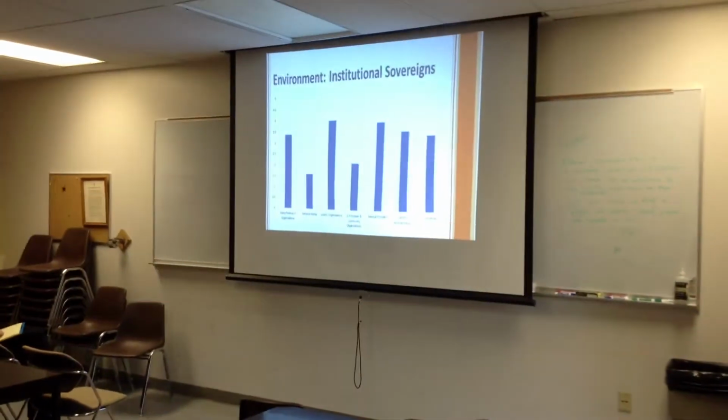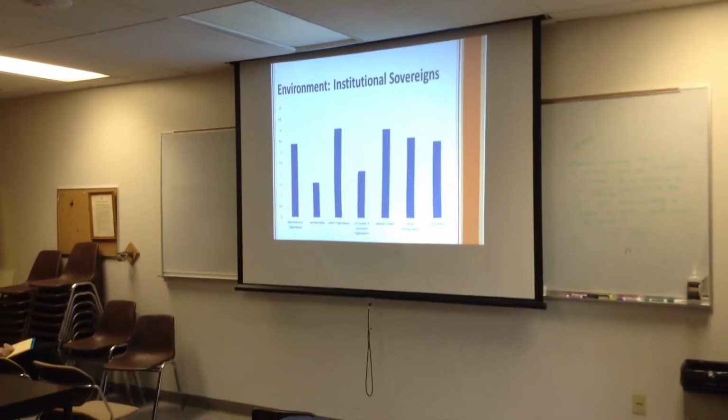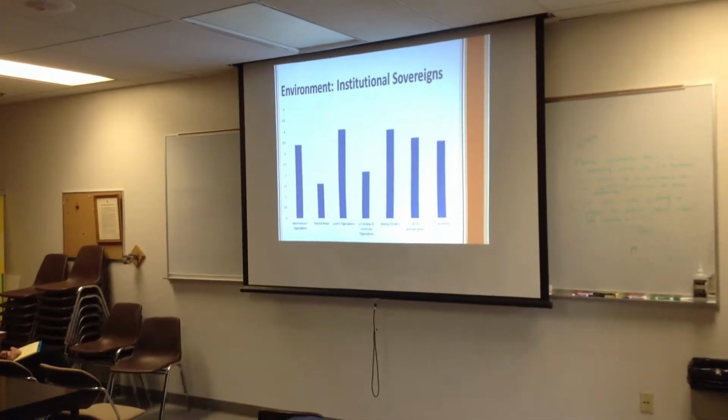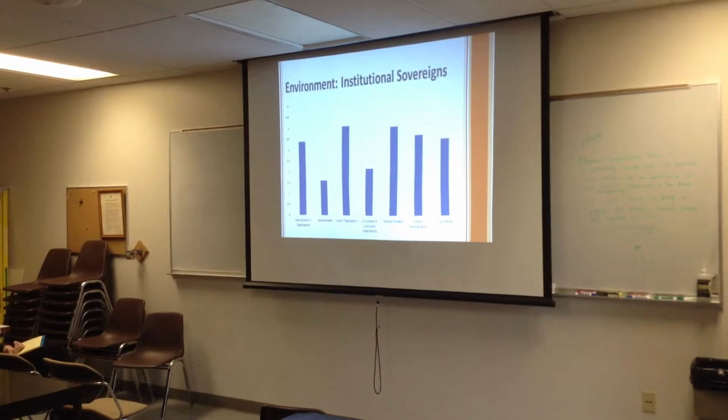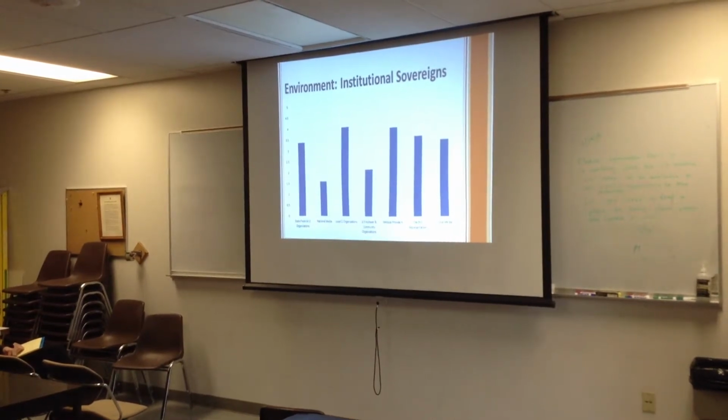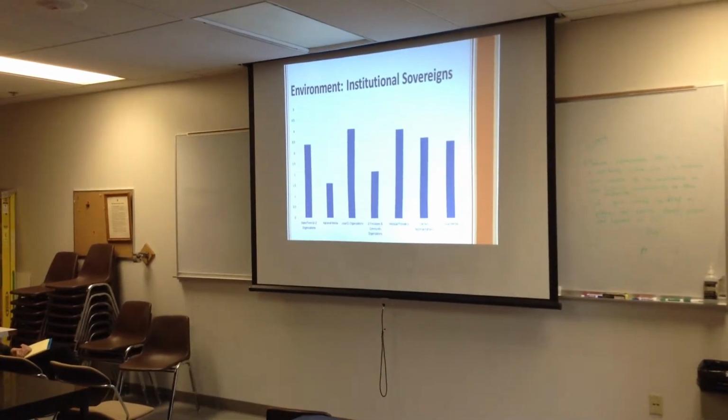This is just to show you the mean level of importance that chiefs attribute to these individual factors. So we see that the most important is other local criminal justice organizations, and the least important is the national media.